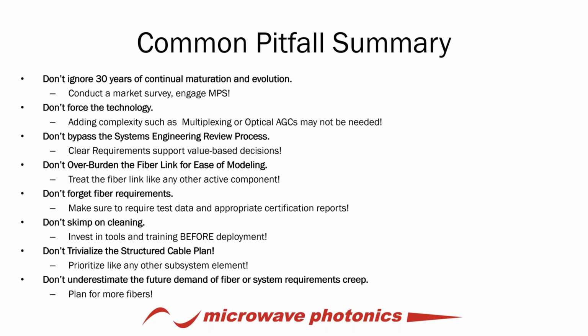Don't overburden the fiber link for ease of modeling. Treat the fiber link like any other active component. So if you draw a boundary layer around the input and the output of the system, and you can allocate the correlated RF performance parameters, that makes it not only easier, but it makes it much more streamlined for a company like us to respond and present a subset capability and convey to you as a potential user the trade space within that capability.